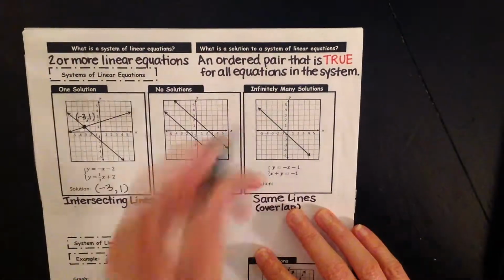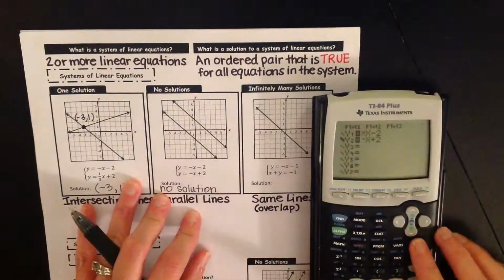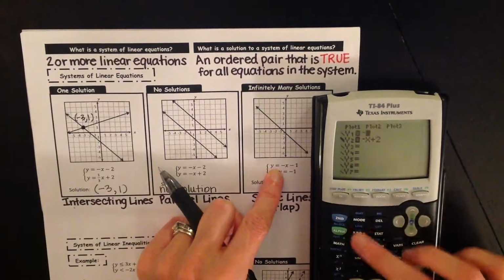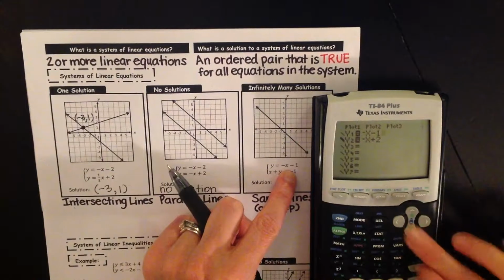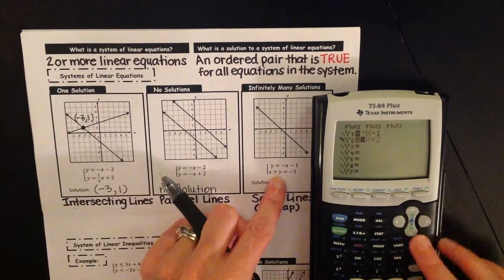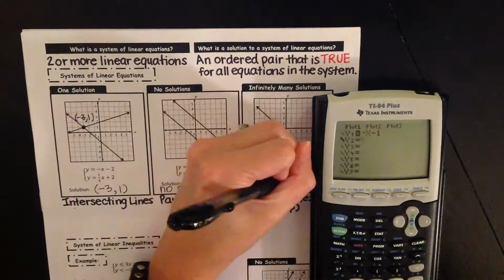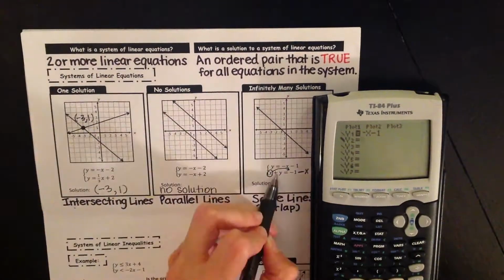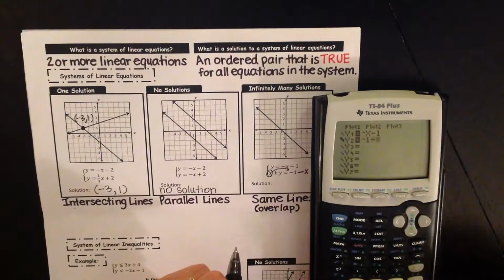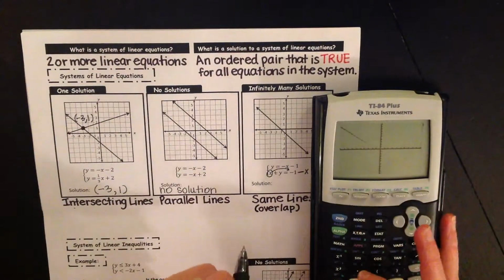And then here, infinitely many solutions. I'm going to show you my calculator. So we're going to type this in. We're going to type in negative x minus 1. And then for the second one, I've got to rearrange it. So I'm going to move that x over. Negative 1, and that's going to be minus x. So it's going to be y equals -1 minus x. And I'm going to hit graph.